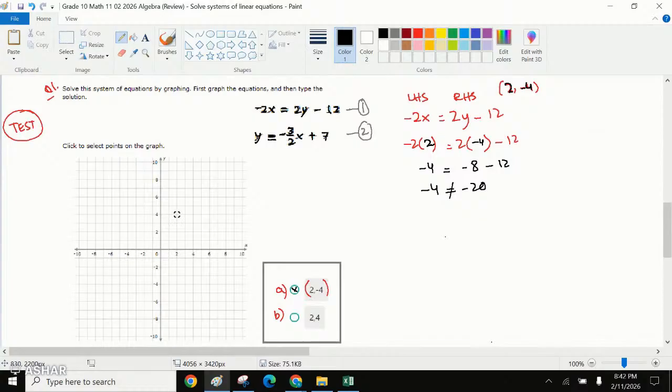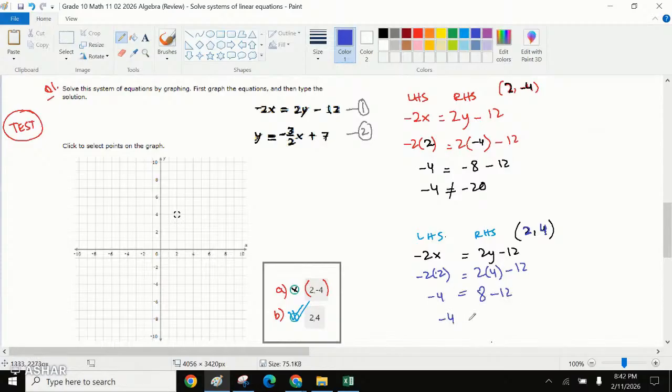If this is not the answer, then automatically this is the answer, which we can prove also. Left hand side, right hand side, same equation. Minus 2x is equal to 2y minus 12, and the coordinate was given as 2 comma 4. So we replace x by 2 and y by 4. Minus 4 equals 8 minus 12, so minus 4 is equal to minus 4. It should satisfy the equation, and this is our answer.